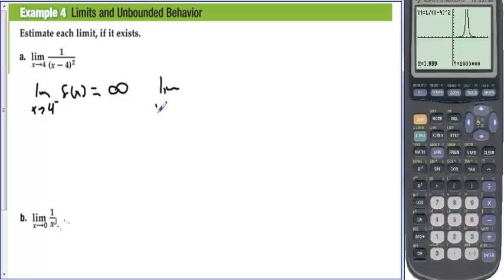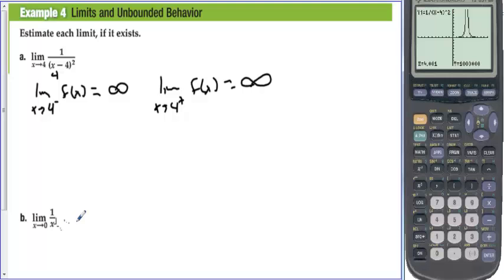Then the limit as x approaches 4 from the right of f of x, how about something very close to 4 but on the right? 4.001. That is off to 1 million as well, which means the closer we get to 4, the higher the value is going to get. And we actually have a vertical asymptote here because 4 is what makes the denominator 0.